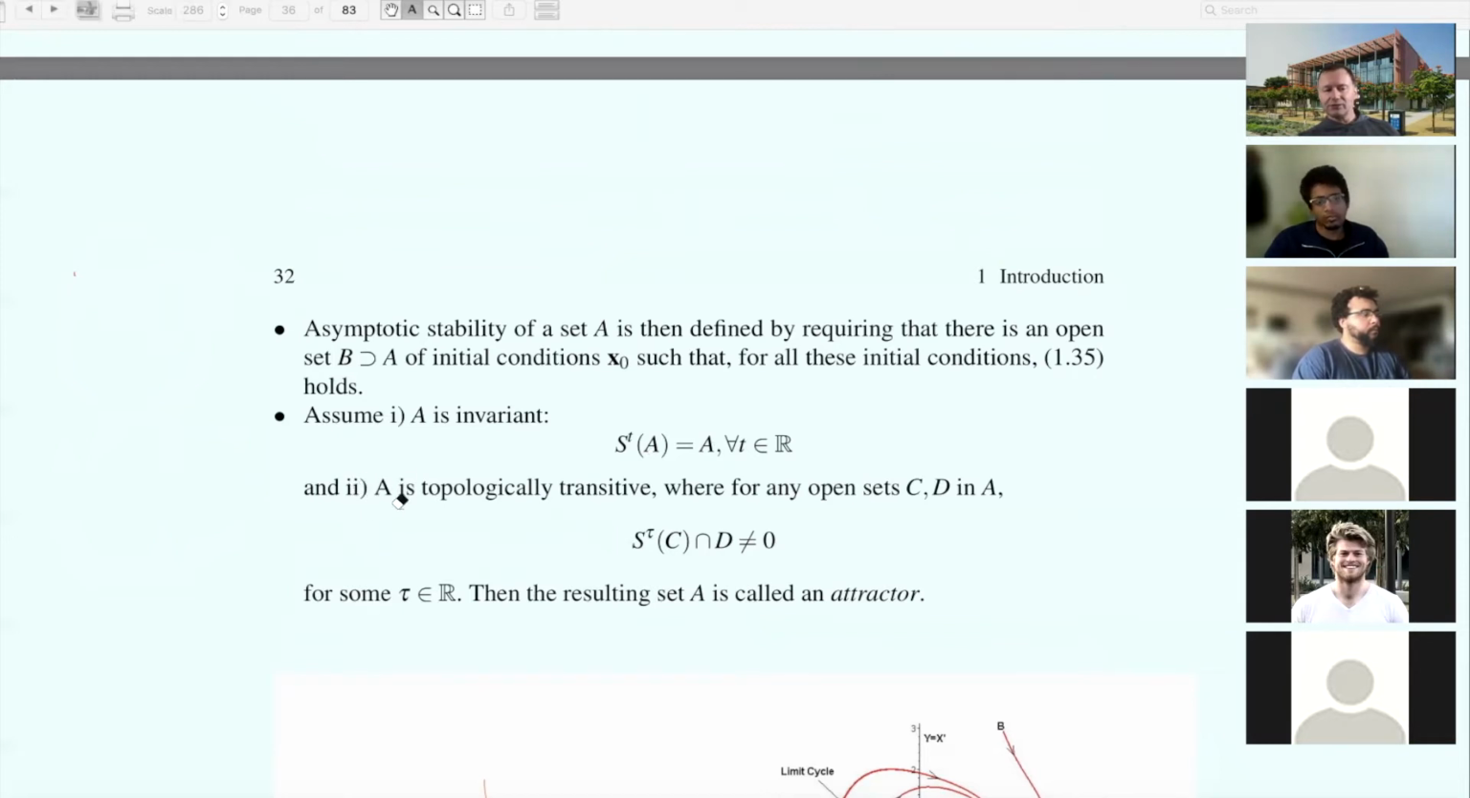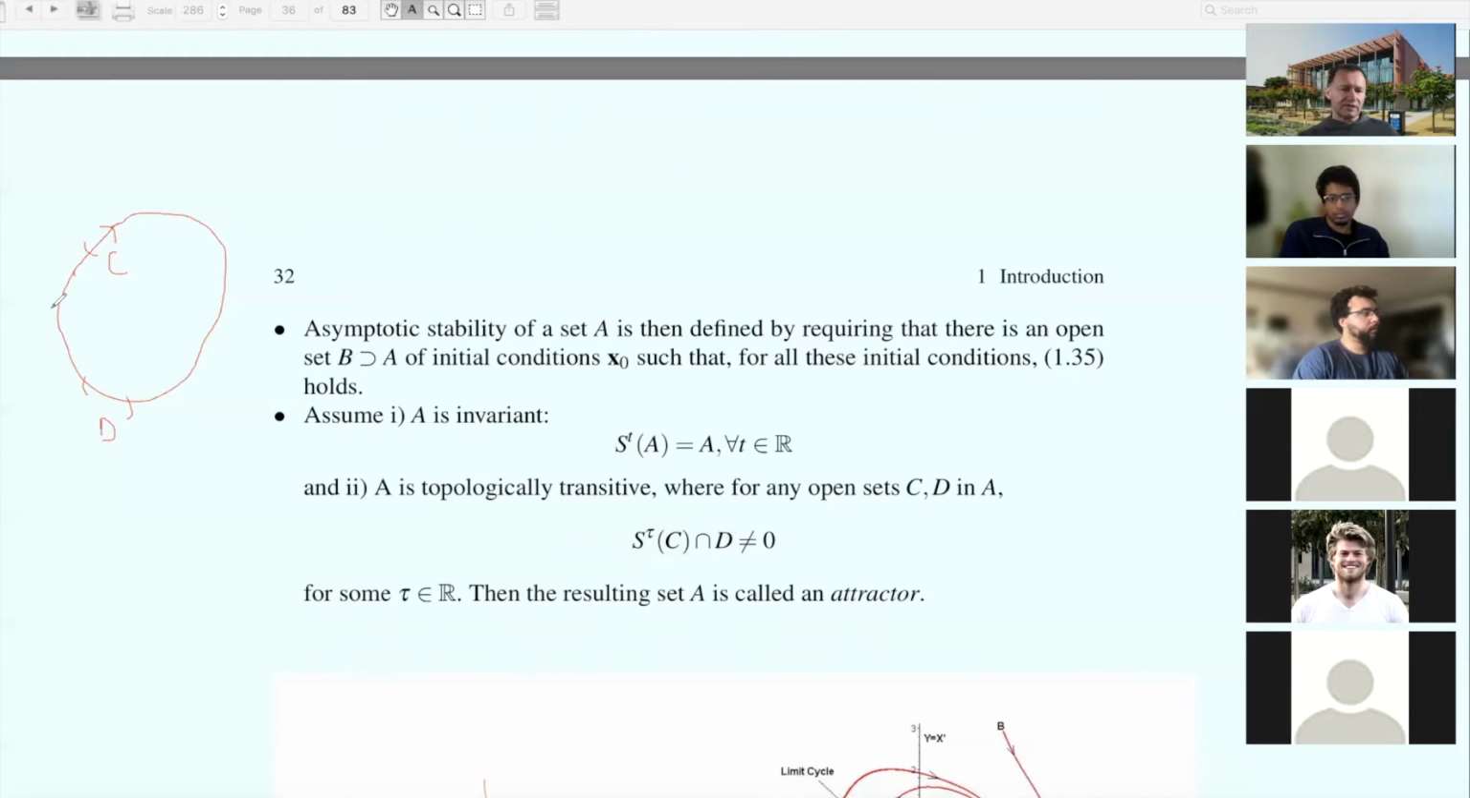And condition 2 is something new, that A is topologically transitive. I don't think we had this in the previous classes. I might have mentioned it in 215. So this means that if you take any 2 sets, C and D, that are topologically open, think on a circle, just intervals. So here is C, here is another interval D. The requirement is that for some time tau, if I take the image of C under the dynamics of this flow, it's going to intersect D.